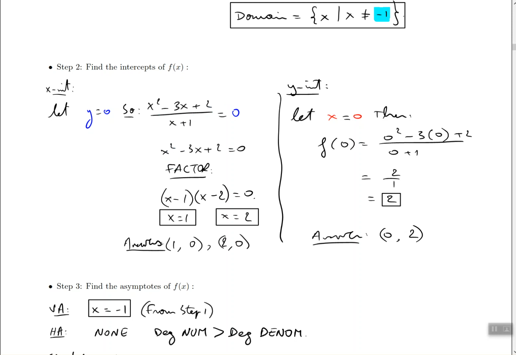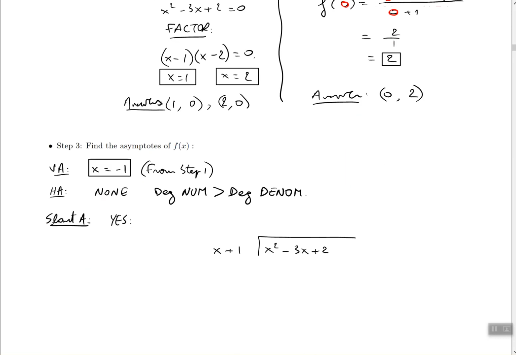involves basically saying I want the numerator to be equal to 0, and then you factor it and you get the numbers 1 and 2. And for the y-intercept, you let x be equal to 0, and that's pretty straightforward at that point. So once you let x be 0, every x that you have in the problem becomes 0, and you're basically finished. 2 over 1, which is 2.